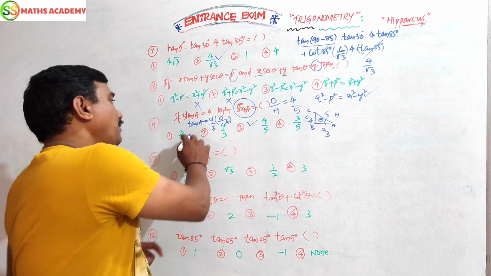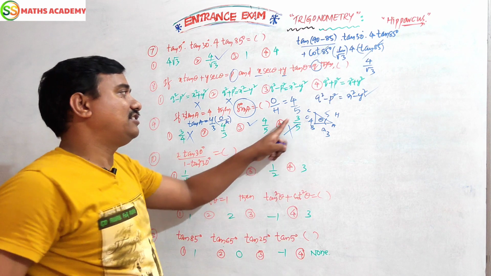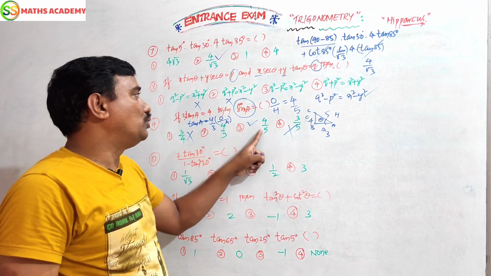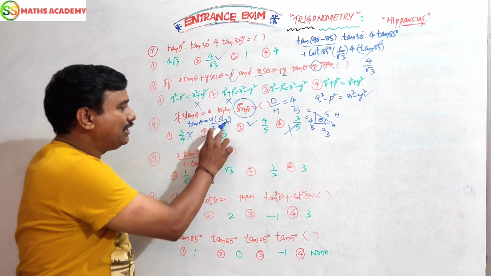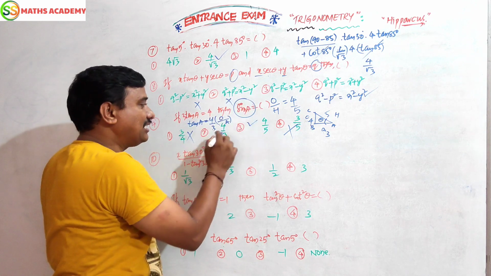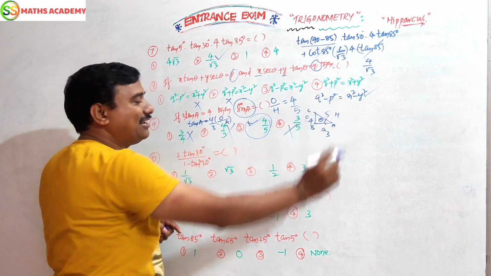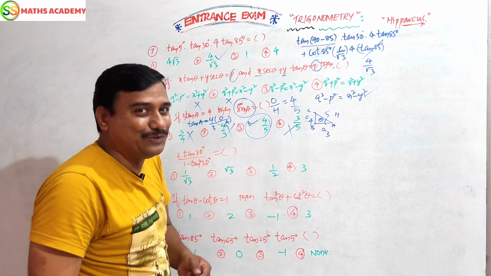This is not an option because 3 will be there. The answer will be these two. Next, 3 will not come. Again 3 will not come. If 4 by 3 comes, it means again tan theta, but he is asking sin theta, so it is not an option. The remaining one is the option. Like that also we can do it.